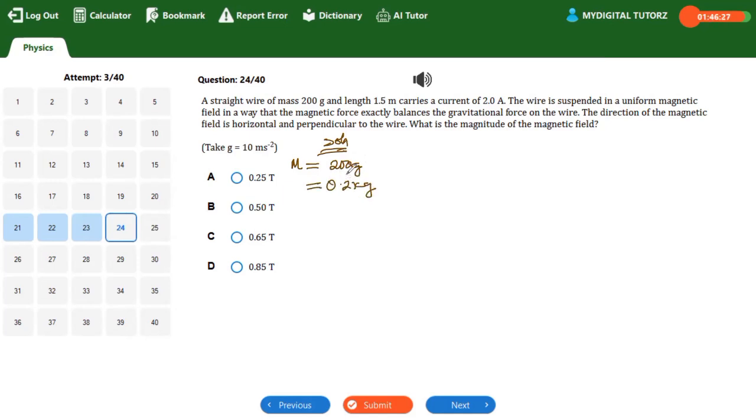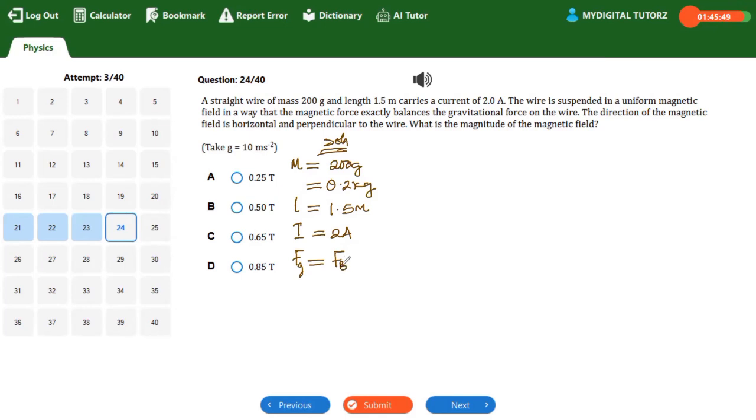So in this situation, since other units are in their normal standard unit, make sure you convert gram to kilogram. You're given that the length L is equal to 1.5 meter, and the current I is given to be 2 amp. And we were told that there is a gravitational force, which we don't know. Gravitational force, Fg, which is said to balance the magnetic force, Fb.